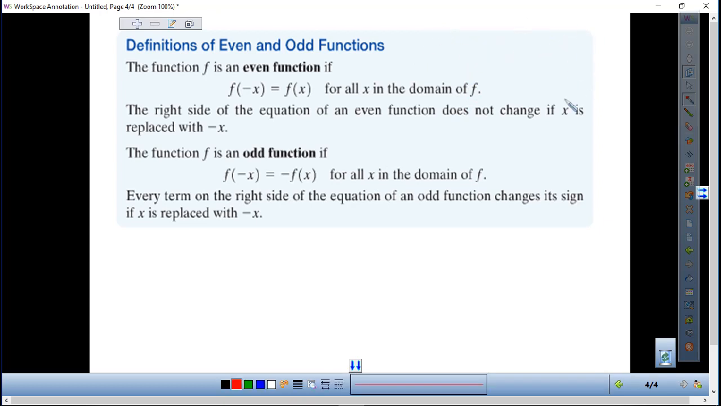Now, how in the world do you know that? Well, it's really easy, and we'll talk about that in just a second, how you prove that. You actually literally will plug in a negative x and see if it's going to be the same thing that you started out with, f of x. But we'll talk about that in just a second. All right?